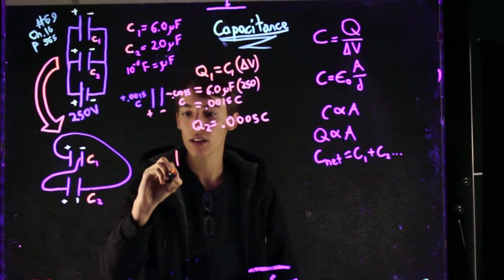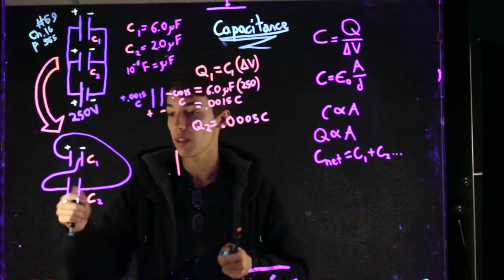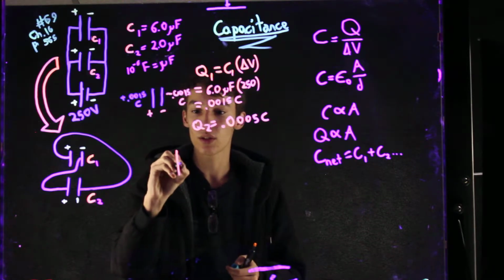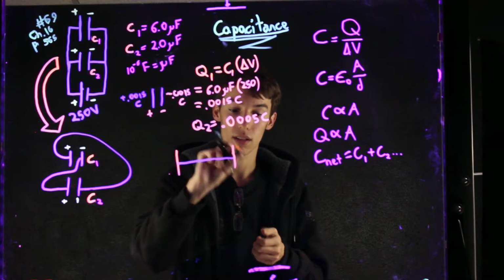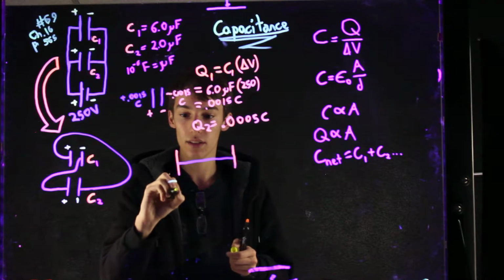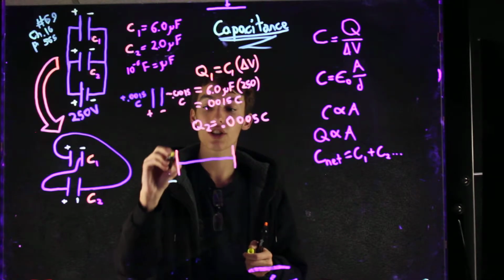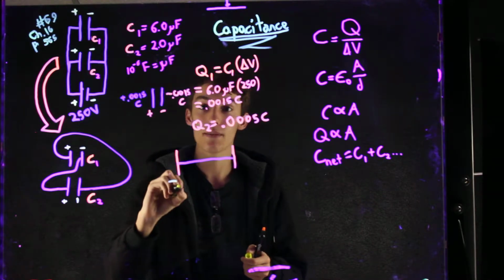So we have a negative plate right here, and that's going to be connected to this positive plate on C2. So the negative plate is being connected to the positive plate, and this is our negative capacitor on C1, and the charge on this plate initially is negative 0.0015 coulombs.